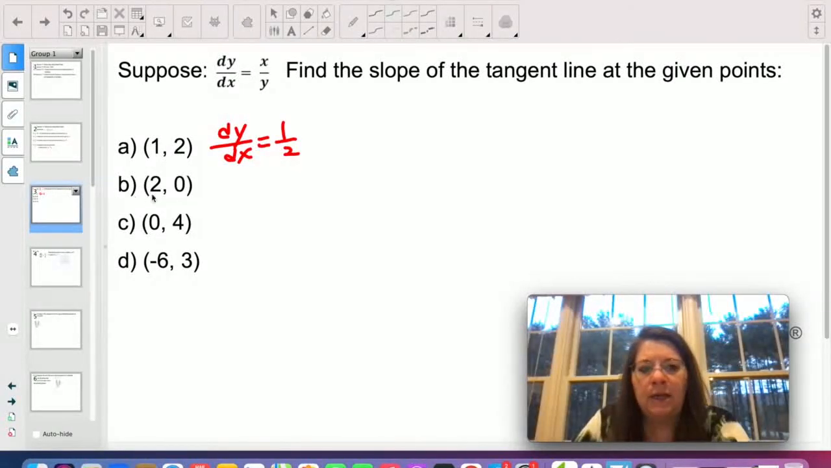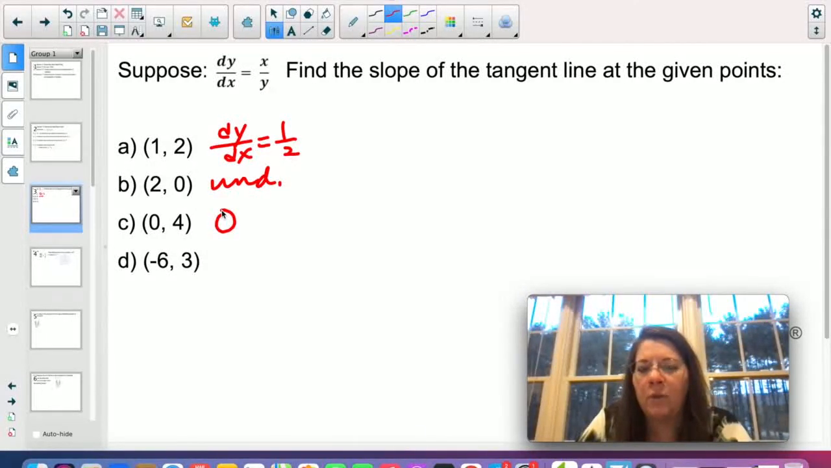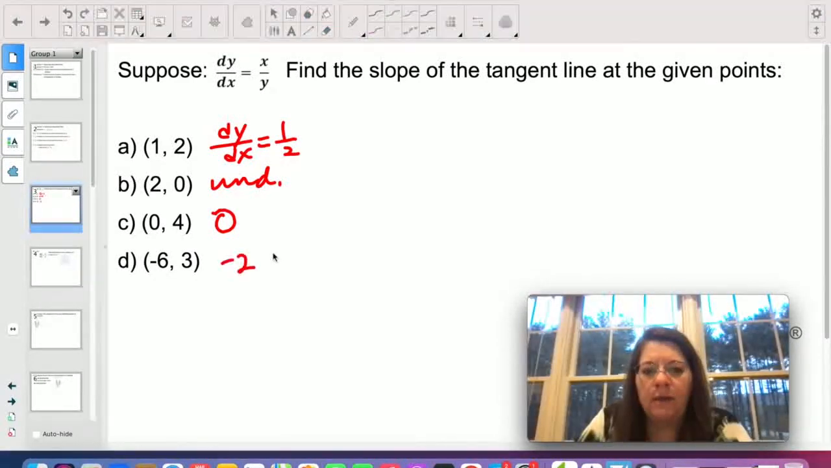For b, if we plug 2, 0 in, we would have 2 over 0, which is an undefined slope. So at that point, the slope of the tangent line would be vertical. At the point 0, 4, if we plug that in for x and y, we'd have 0 over 4, so that slope would be 0. That would be a horizontal slope, so that's where we would have either a maximum or minimum, depending on whether it's concave up or concave down. And the last one, if we plug negative 6, 3 in, we would have negative 6 over 3, which gives us negative 2. So we know that the slope of the tangent line there would be in a negative direction.